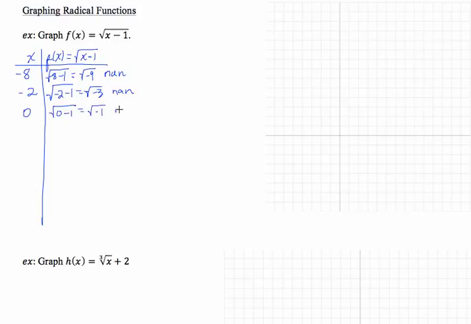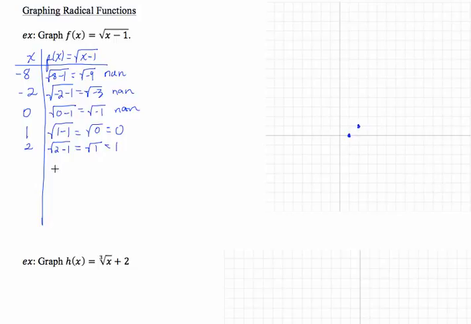Alright, so let's try 1. If I plug in 1, we have square root of 1 minus 1. That's the square root of 0, which is 0. Okay, that's the first point that we can plot, 1, 0, right there. Okay, let's try the next number. Let's try 2. If we do 2, we'd have square root of 2 minus 1, which is the square root of 1, which is 1. Another point we can plot, 2, 1. So let's try 3.